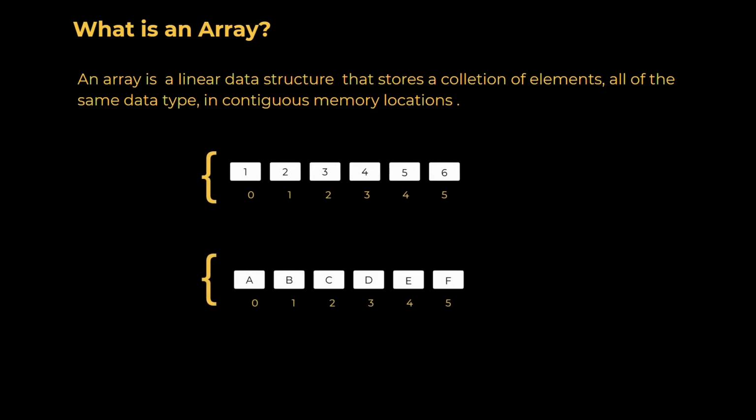An array is a linear data structure that stores a collection of elements, all of the same data type, in contiguous memory allocation. It means any data, whether it is string data or number data, whatever it is, we can store it in an array format.